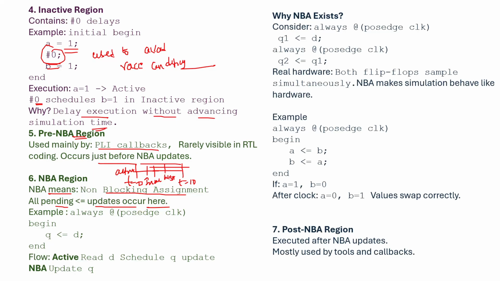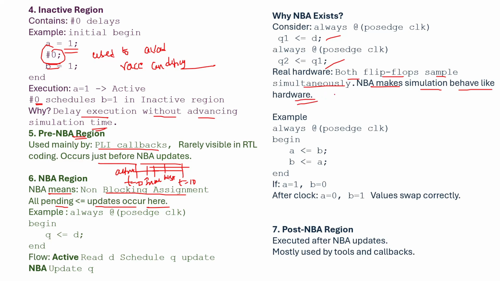Why does NBA exist? Because NBA makes the simulation behave like hardware, like we are creating the hardware. Whatever we write through this NBA region, we are creating the hardware, and the values will be updated here. Whatever flip-flop values or latches we take, all these things are updated here only. In real hardware, both flip-flops are sampled simultaneously, so these two values are sampled simultaneously. Then NBA makes simulation behave like hardware.